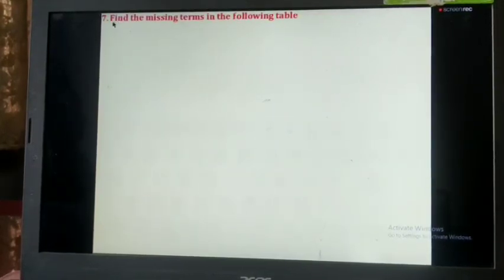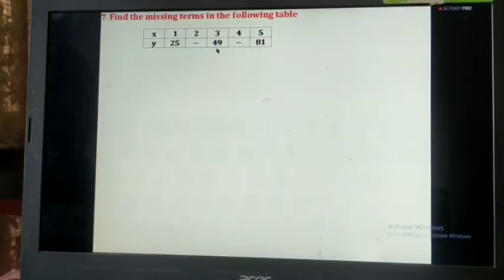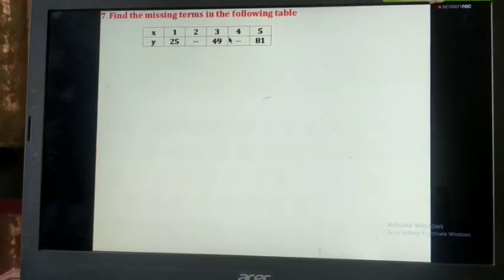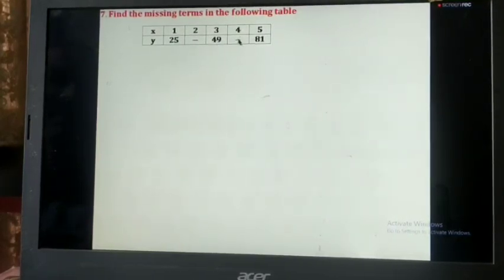Next, let us find the missing terms again, the same problem. In the previous table we found only one term. In this case we have to find two missing terms from the table. x is given, y is given. x is 1, 2, 3, 4, 5. y is 25, then not given, it is the missing term, 49, then another missing term, and 81. For this, construct the table.